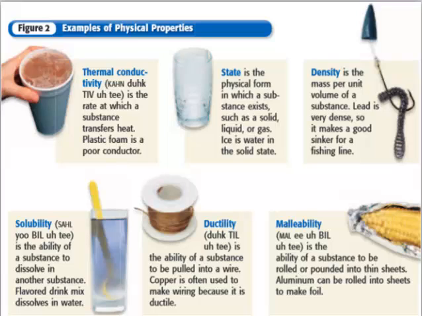So these are some examples of physical properties. So we have thermal, so that's going to be how hot it is, how much it can transfer that heat. The state, so that's when we're looking at either a solid, liquid, or gas. The density of the substance, the solubility. Conductivity, this is the ability to be drawn into a wire, so think of like copper and stuff like that. And malleability is the ability to be rolled into thin sheets, so think of like aluminum foil.